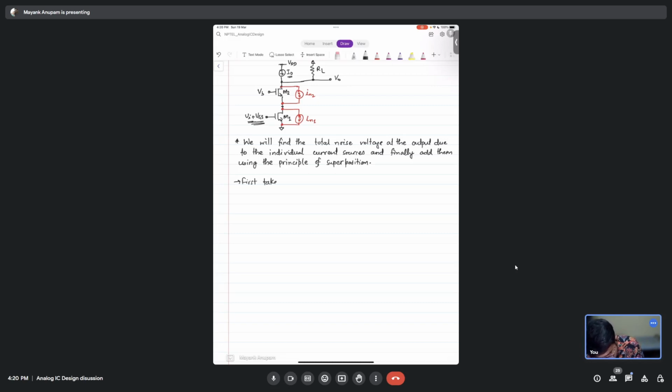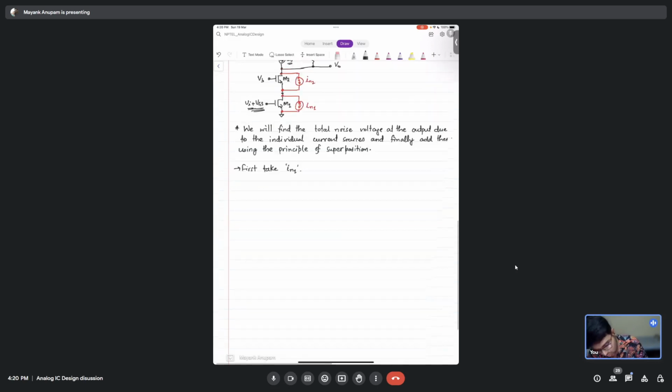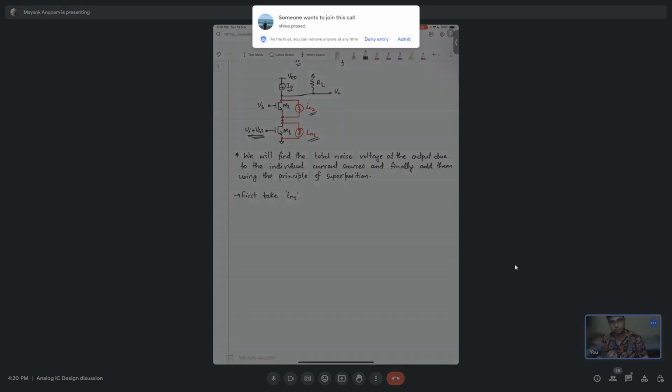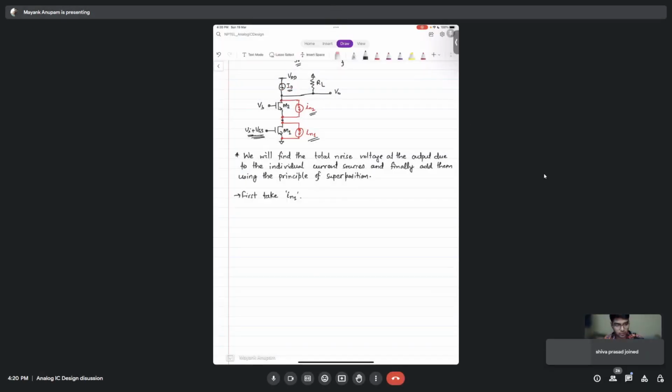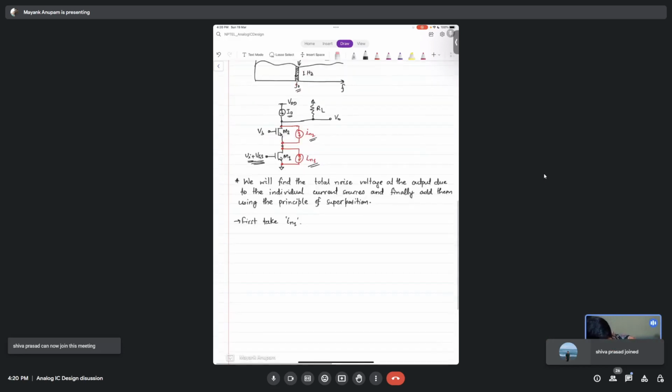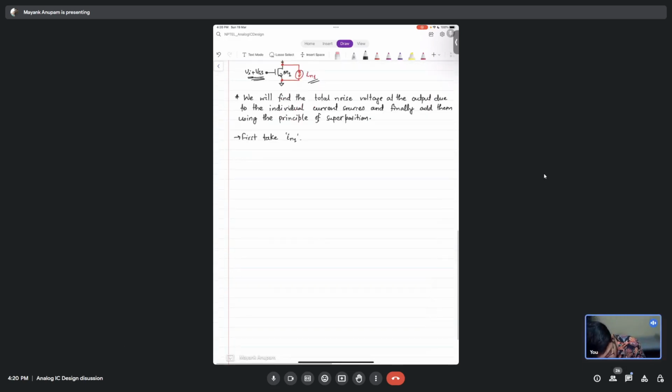So let's first take IN1. When I have to only consider IN1, what should I do with IN2? Sir, it is open circuit. Correct, it is open circuit, right? So let's do that now. And what should I do with this I naught current source? Sir, also open circuit. Correct. So basically we have the following picture.